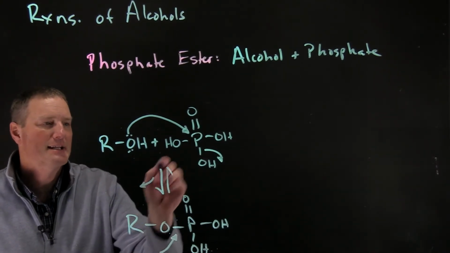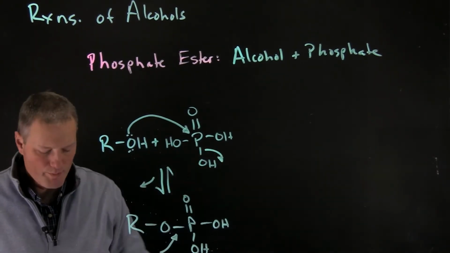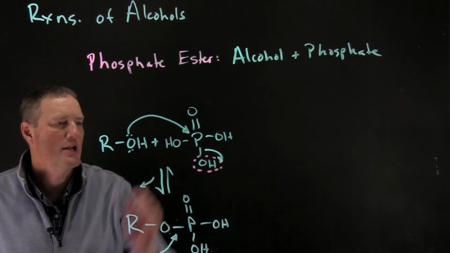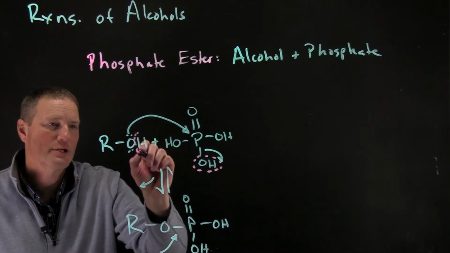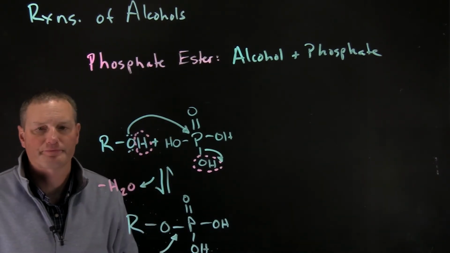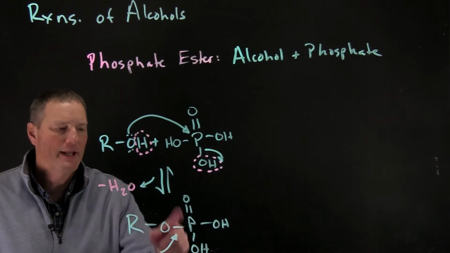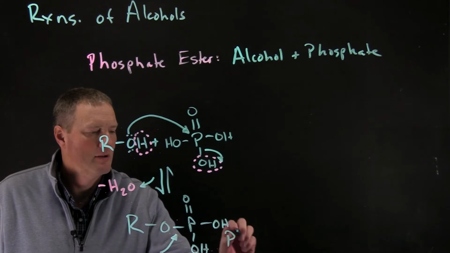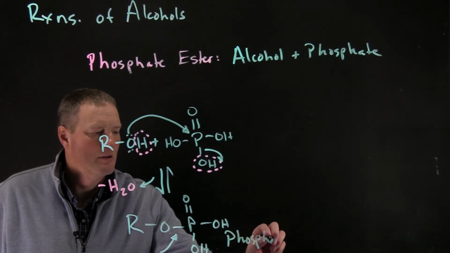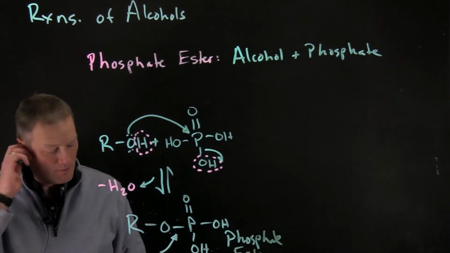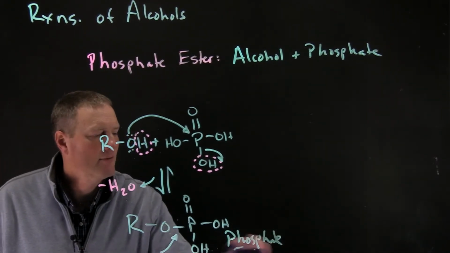Notice that in the forward reaction, we're removing OH. So this is coming off, OH. And again, the hydrogen of the alcohol, that's going to come off as water. And we now form this new linkage called a phosphate ester. Ooh, that kind of ran off the screen there. Phosphate ester.